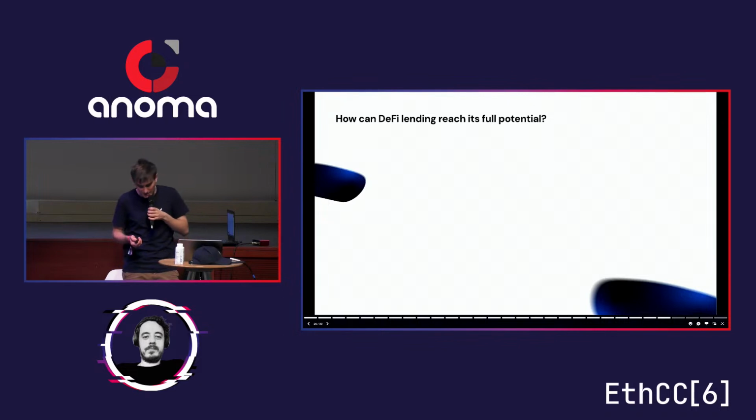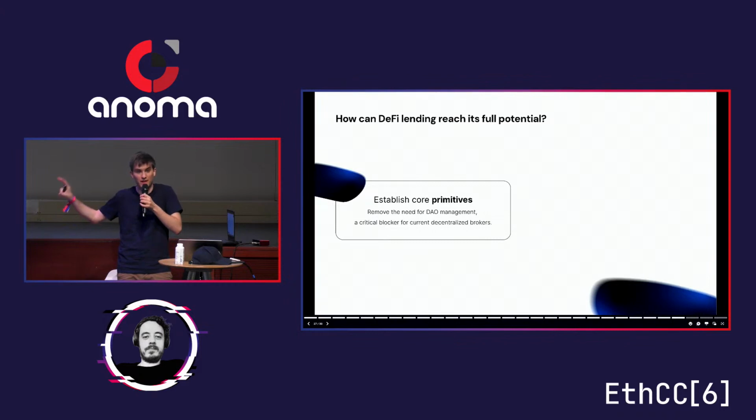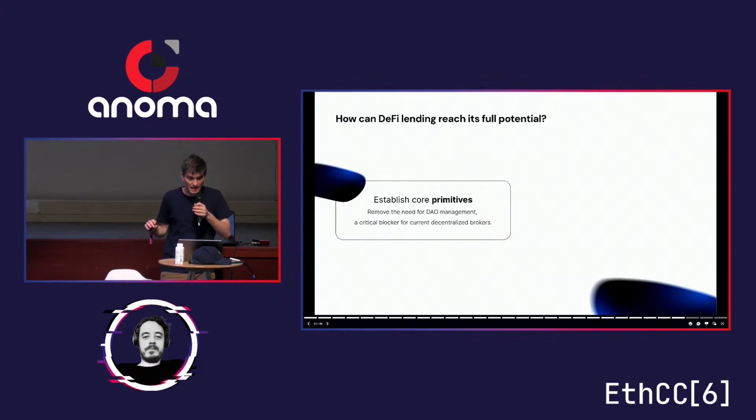And really what we believe is truly needed is to first establish core primitives. So basically remove the need for the DAO to be trusted, because the DAO is just about validating third parties, and those third parties are completely trusted. Not only is this a trust assumption, but as I mentioned earlier, it is an efficiency bottleneck and a scalability bottleneck.